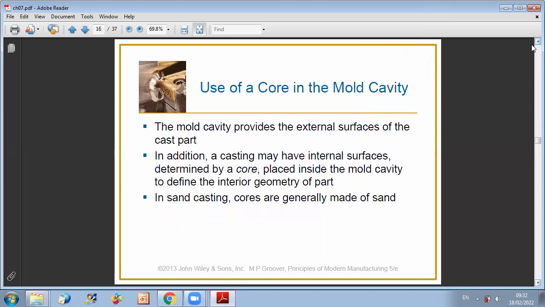So we're talking about the core. As we said, the core will allow us to create internal surfaces, and it will be placed in the mold cavity to define the interior geometry of the part. In sand casting, we can also use cores made of sand.